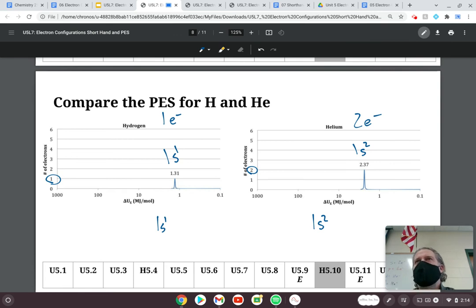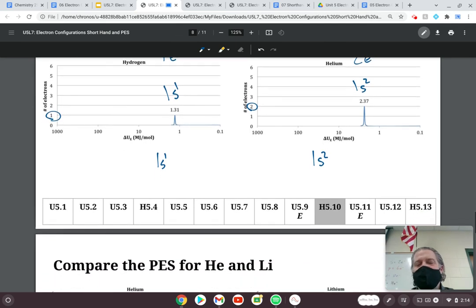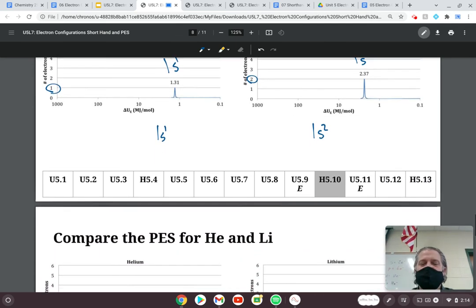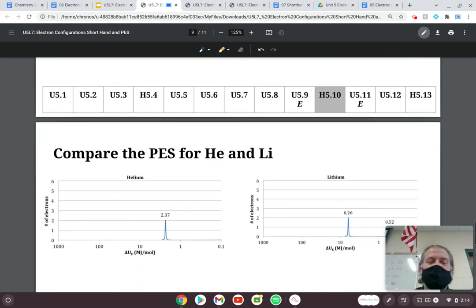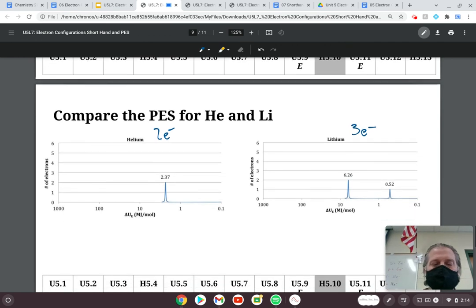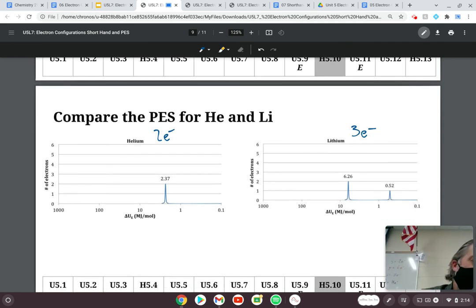Now, it does get a little bit more complicated. The next slide that I have has helium being compared with my favorite element, which is lithium. Helium, we've already said, has 2 electrons. Lithium, I'm telling you, has 3 electrons according to the periodic table. Helium has 1 peak, and that 1 peak correlates to having 2 electrons because it's stuck on that 2 electron mark. So that tells me that helium, again, is going to have an electron configuration of 1s2.